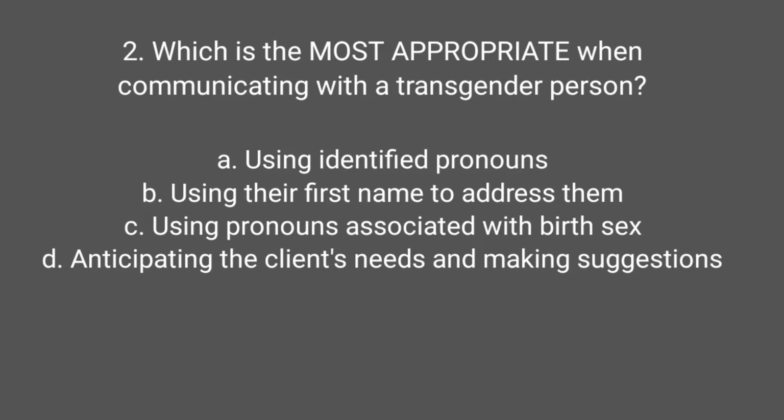Question number two. Which is the most appropriate when communicating with a transgender person? A. Using identified pronouns. B. Using their first name to address them. C. Using pronouns associated with the birth sex. Or D. Anticipating the client's needs and making suggestions. Correct answer is A. Using identified pronouns.